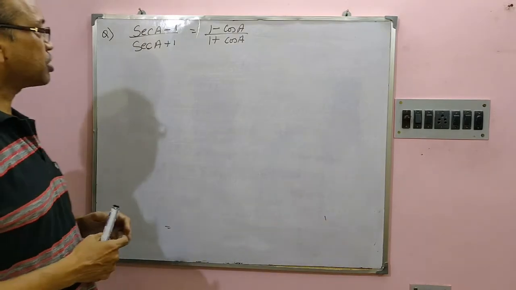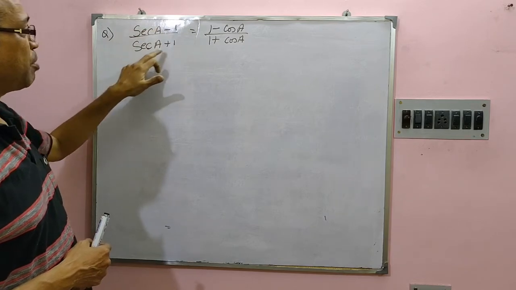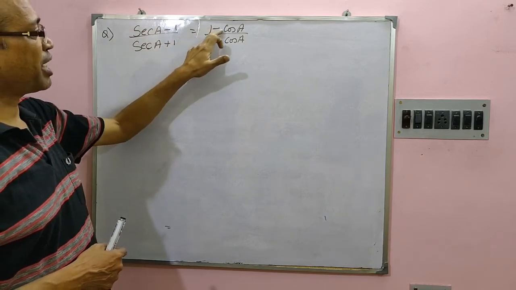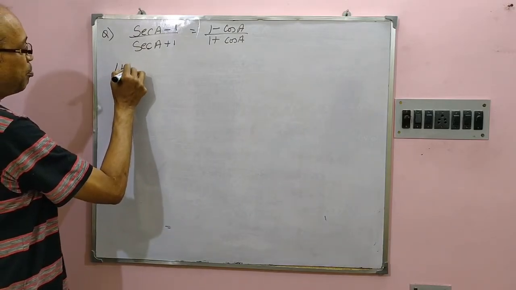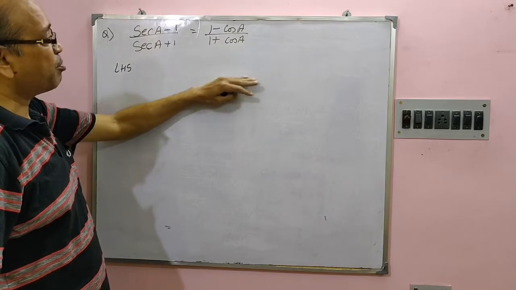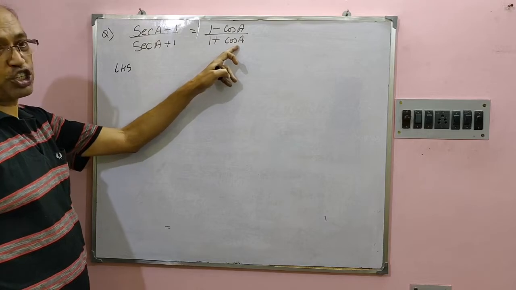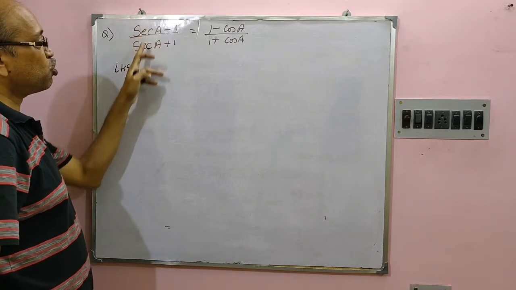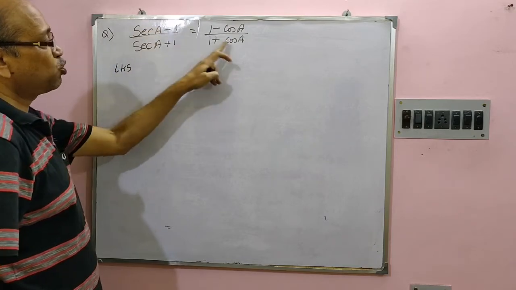The next one: (secant A minus 1) whole divided by (secant A plus 1) is equal to (1 minus cos A) by (1 plus cos A). Again I repeat, I always have to look at my right hand side and proceed with the left hand side. My right hand side is cos A, but there is no cos A, it's all secant A. So change secant A to cos A.